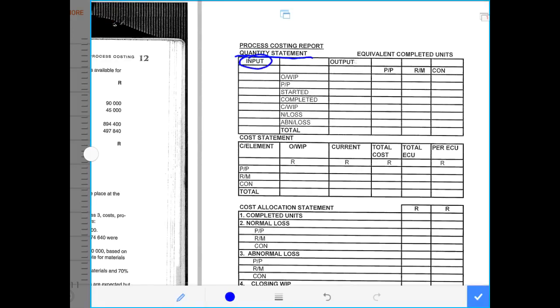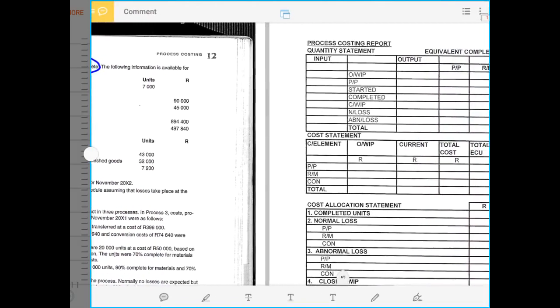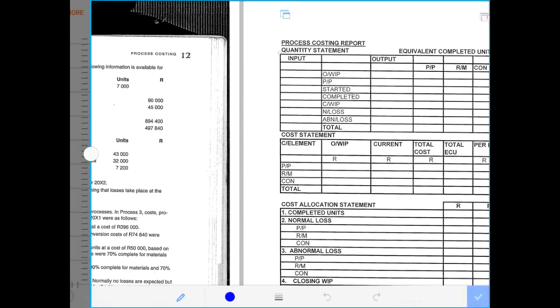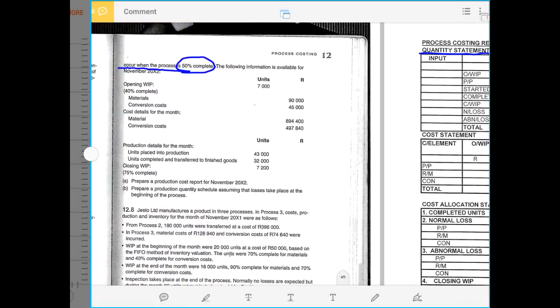Start with the input, and we have opening work in process there. We have previous process, we have started, that means the ones that we have started with. So now let us move in that same note where we record our opening work in process in terms of units. Remember, this is a quantity statement. We only record the units here. Opening, closing, completed, started with previous process. All those units, the closing, normal loss, and abnormal loss will all be accounted in this quantity statement.